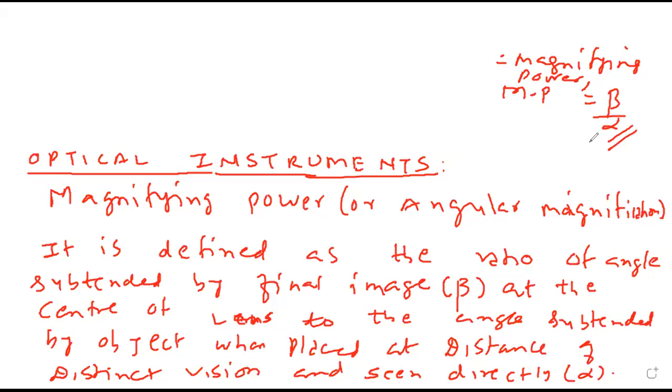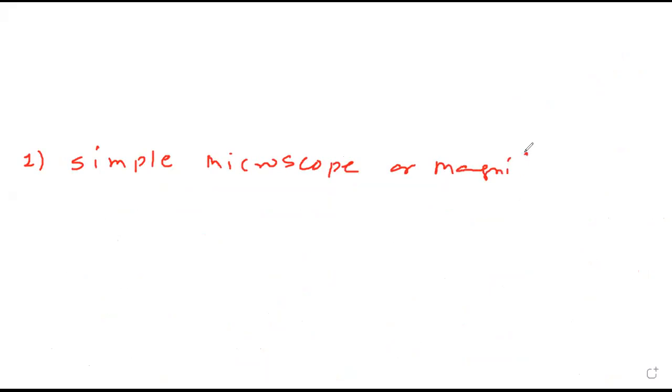Done, sir. So optical instrument, whenever they say find magnifying power, we have to find alpha and beta and take the ratio. So first instrument which we have to study is simple microscope or magnifying glass. In exam they can ask with proper ray diagram, derive expression for magnifying power of simple microscope. Simple microscope or magnifying glass.